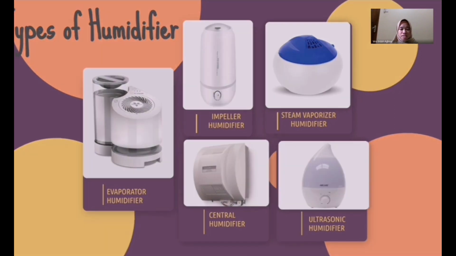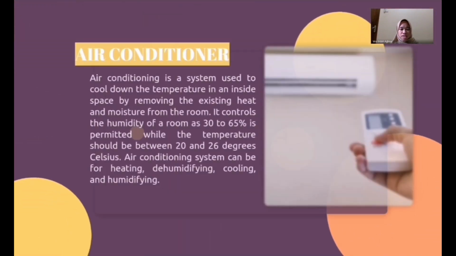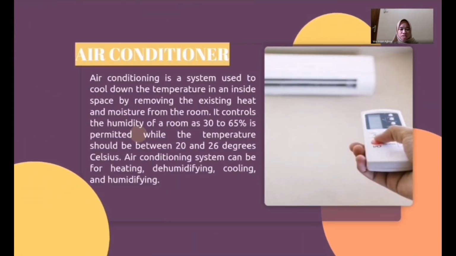The other application is the air conditioner. Air conditioning is a system used to cool down the temperature inside a space by removing the existing heat and moisture in the room. It controls the humidity of a room, as 30 to 65% is permitted, while the temperature should be between 20 and 26 degrees Celsius. An air conditioning system can be for heating, dehumidifying, cooling, and humidifying.